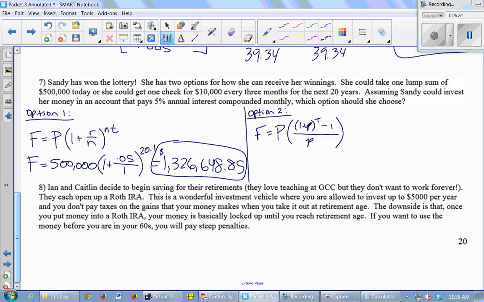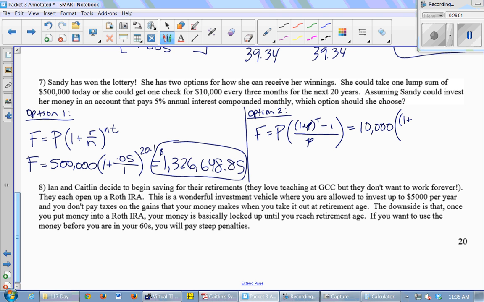All right, so remember, F is future value, capital P is payment, the amount of each payment. Little p is the periodic interest rate. Capital T is the number of payments. All right, so what's capital P? What are my regular payment values? $10,000. Okay, so I have 10,000 for capital P.